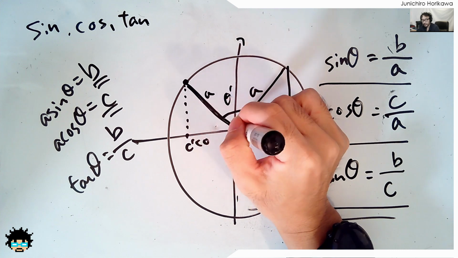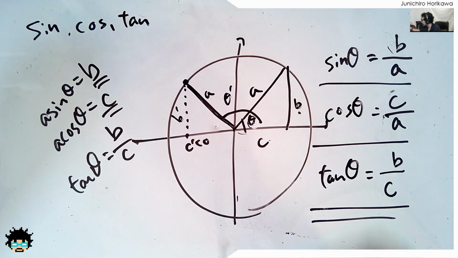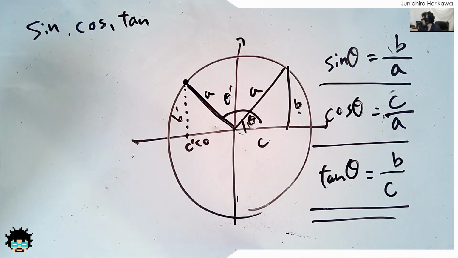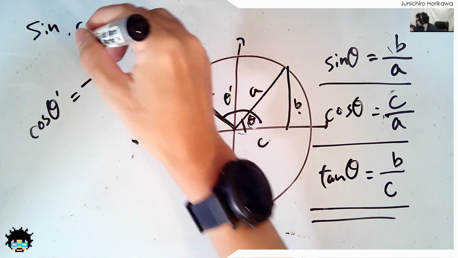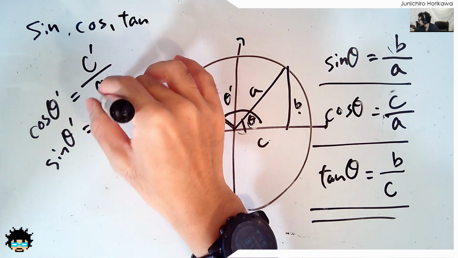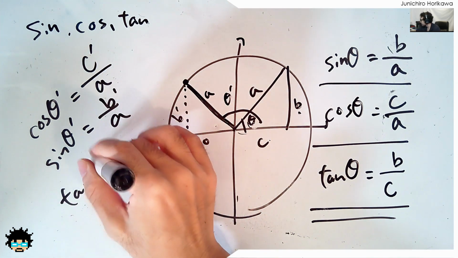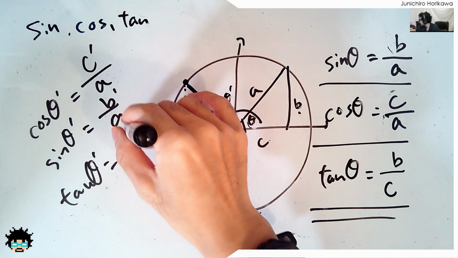And a is the same, that is because that's the radius of the circle, and b could be b prime. And in this case, b is positive. Now in this case, cosine theta prime is equivalent to c prime divided by a. Sine theta prime is equivalent to b prime divided by a. And tangent theta prime is equivalent to b prime divided by c prime.